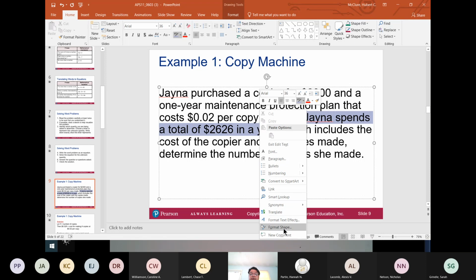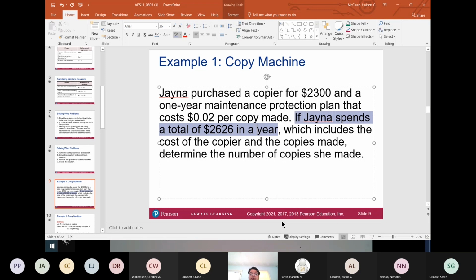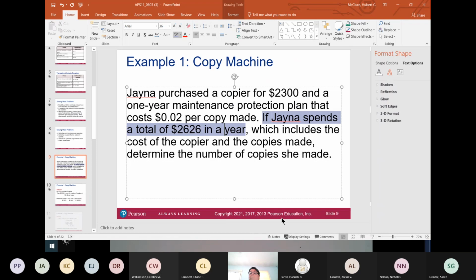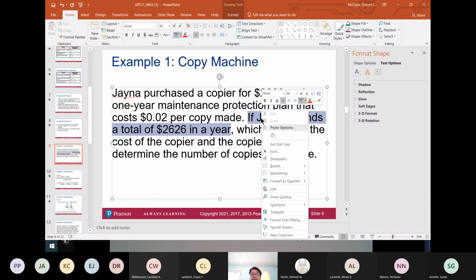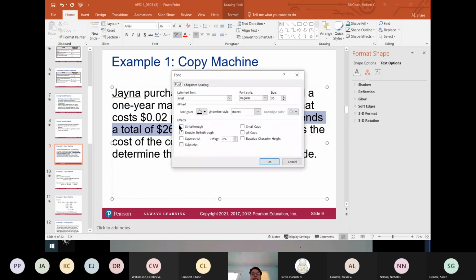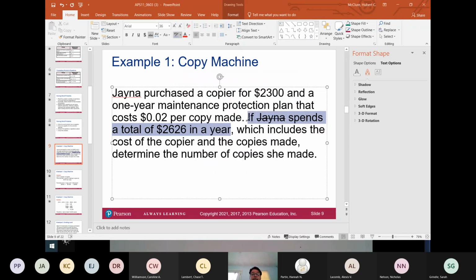I wonder if I could, let's see, format text effects. No. I was just looking to see if I could do something else. Font. There we go. Boom. Oh, let me try the whole thing.